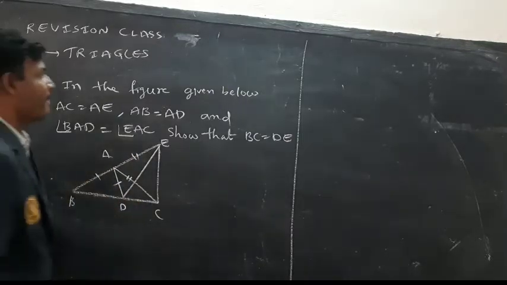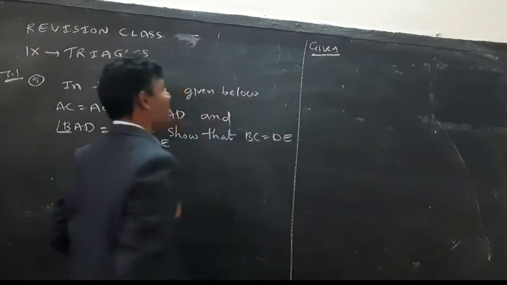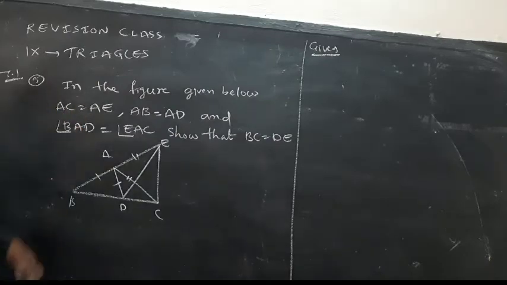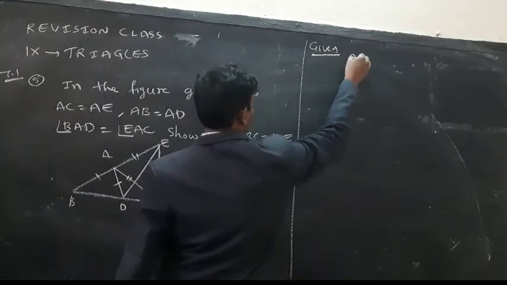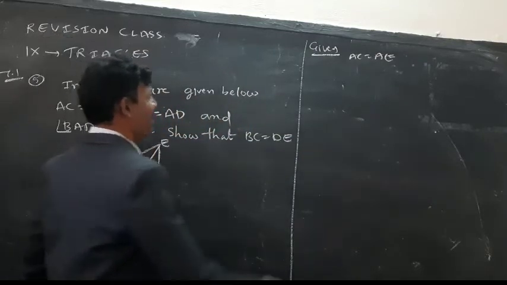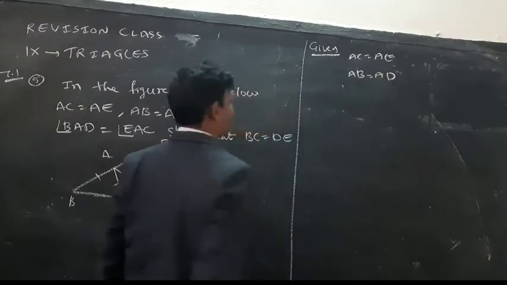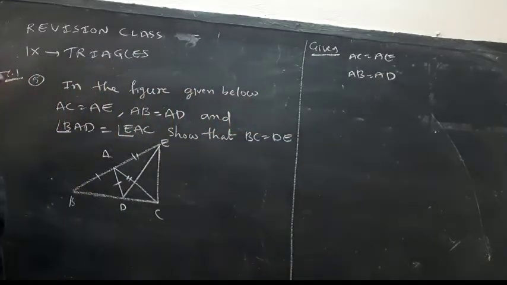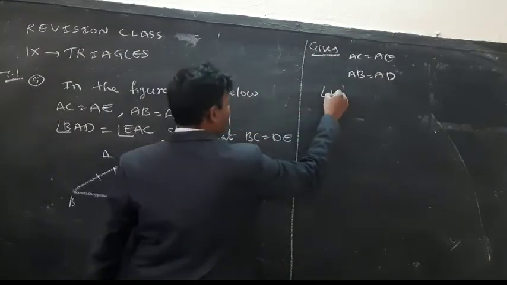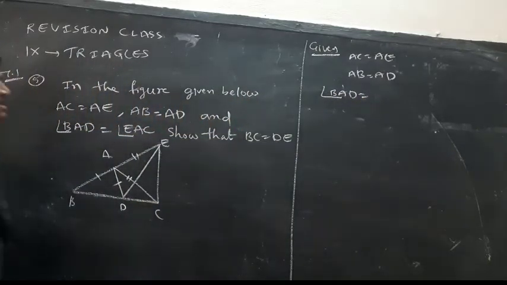First of all, you have the given. What is the given here? AC and AE both are equal. Similarly, AB and AD both are equal, AB is equal to AD. Then angle BAD is equal to angle EAC.